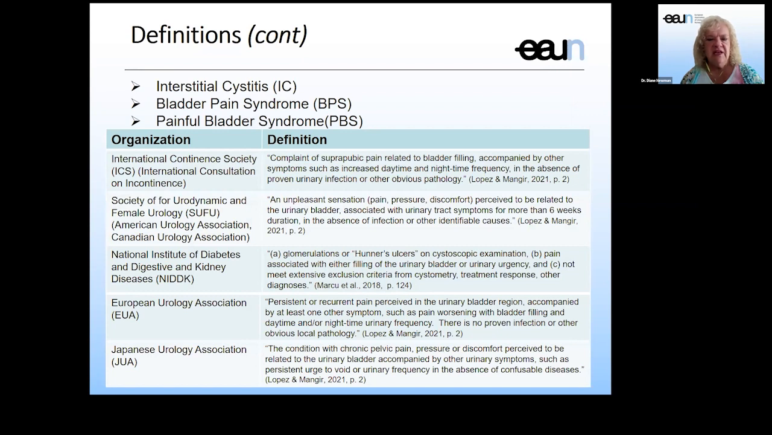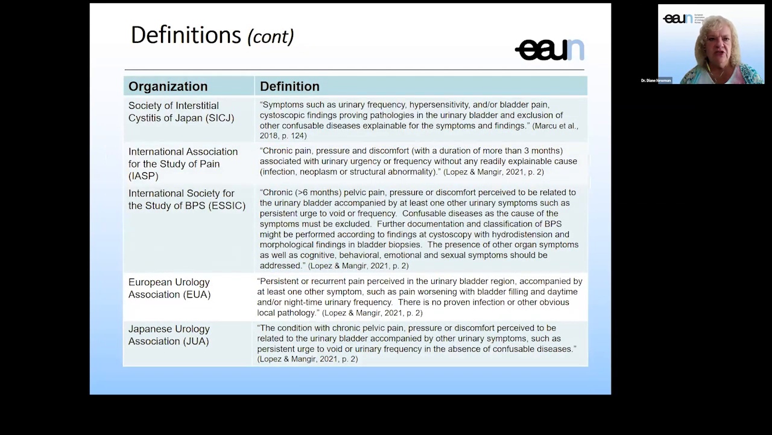The International Continence Society has defined this. SUFU here in the United States has defined bladder pain syndrome, and NIDDK, which is our research arm that has provided most of the funding for this condition, also defines it. The EAU, the Japanese Urological Association, and you can see here ESSIC have also defined interstitial cystitis, bladder pain syndrome, as well as the European Association of Urology. You can read these on your own, but I think it really just adds to the confusion around this condition.